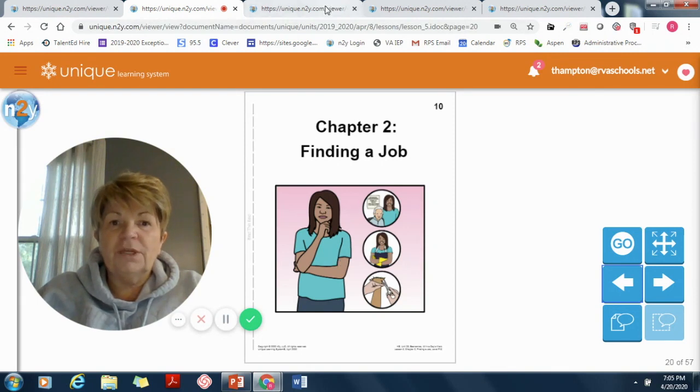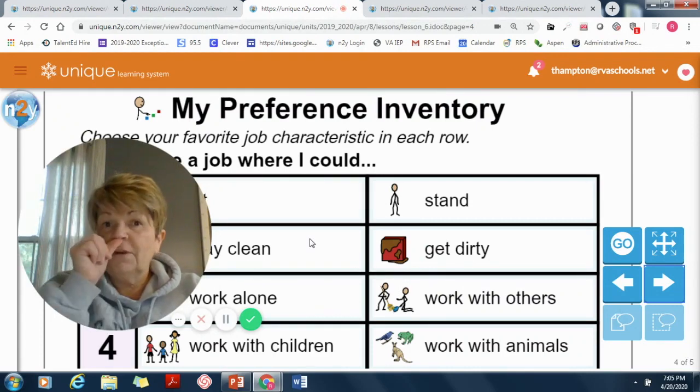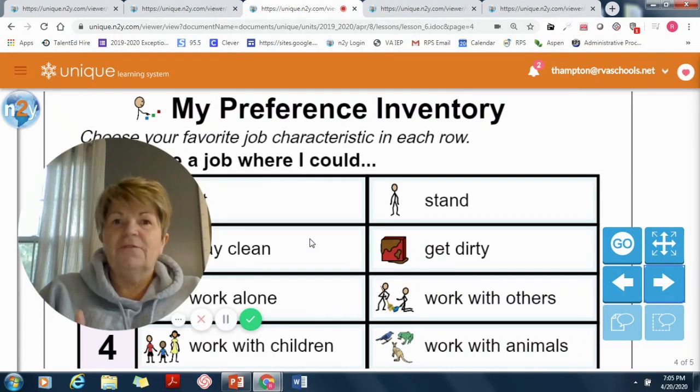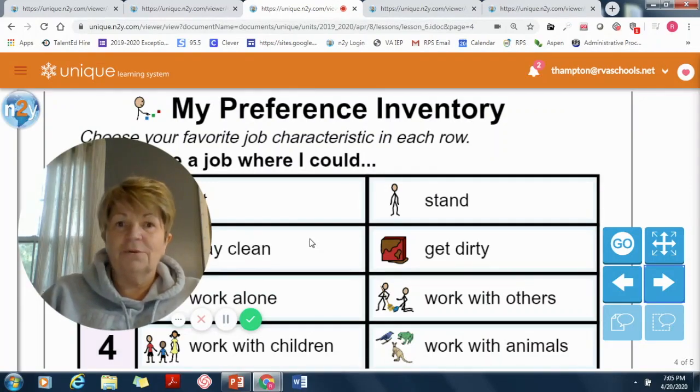Then we're also going to look at a preference inventory. Now, a preference inventory is just a way for us to say yes, no to different questions of what we like and what we don't like. And here it's going to be all about the types of locations we like to work at or the environment. What do we like to do? Do we like to stand or sit? And it's going to help us kind of rule out or decide, no, we wouldn't want that type of job, or yes, we would like to work here.